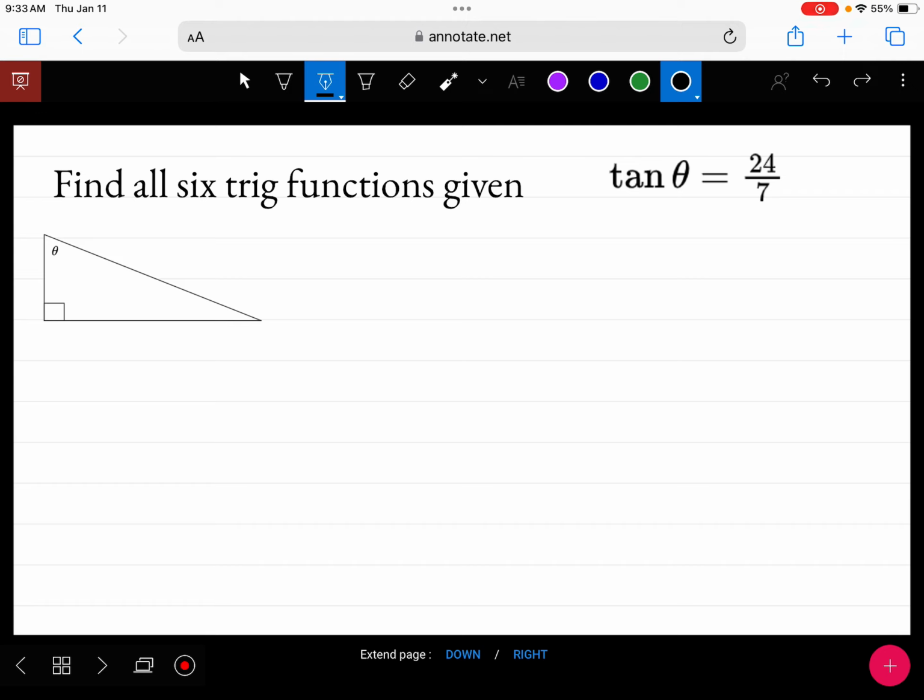Same vibe. We're going to find all 6 trig functions given the tangent this time. Again, I've drawn myself a triangle. I picked a different angle just because it's good for us to not always have to have the one angle. If you always use the bottom right angle, that's totally fine. I try and make it so that we don't have to use the same one every time. Gives us a little flexibility.